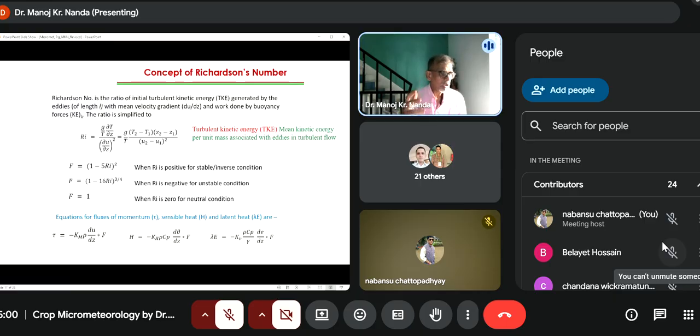If you want to know the details about it, I would suggest you go for the Monin-Obukhov similarity theory. It gives you very detailed information on this thermally stratified layer. Today, it is really difficult to explain this whole Monin-Obukhov similarity theory in this small time period. Actually, micrometeorology is a vast subject, so I'm just trying to cover the simpler part of it.